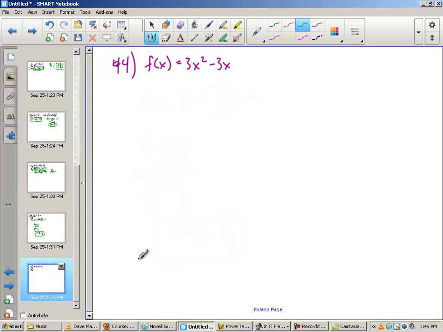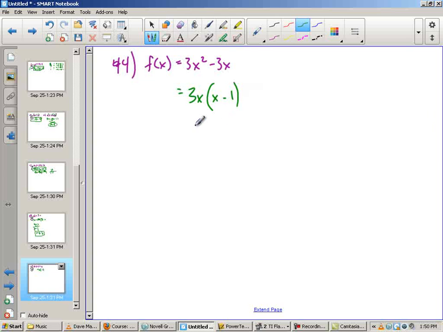Our last one here, number 44, wants me to find the zeros of the function. So essentially I'm asking the same question I asked before. If this f of x is equal to 0, what x values would do that? First thing you always want to do is factor out monomials. Is there anything common all the way across? Well, they're both divisible by 3x. So I'm going to pull the 3x out and say, well, what's 3 divided by 3? That's 1. What's x squared divided by x? That's x. I have minus. What's 3x divided by 3x? Don't say 0. It's 1.